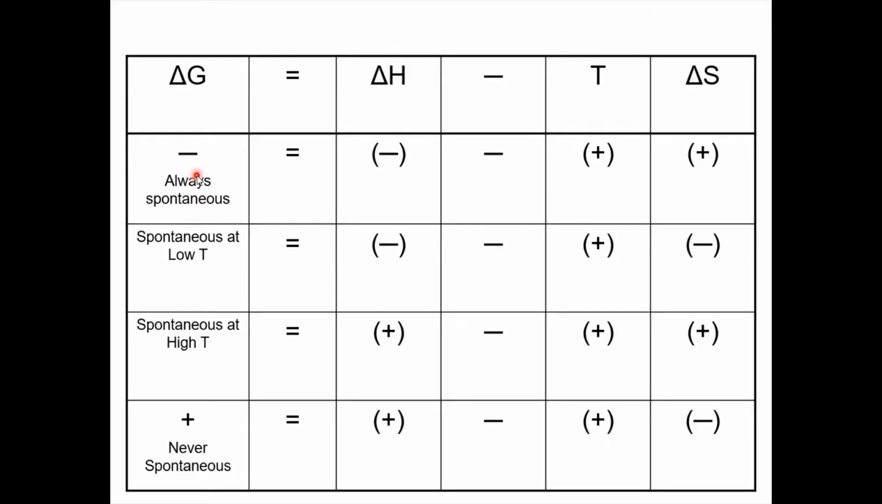spontaneous. Now, if you look at the opposite signs for delta H and delta S, when delta H is positive and delta S is negative, you always get a positive delta G. So once again, let's take a look at the product of T delta S first. So if your T is always positive, as we said before, right? Kelvin always has positive temperatures. If your delta S is negative, then a positive times a negative is going to give you a negative number.